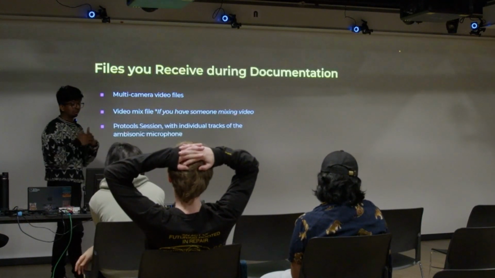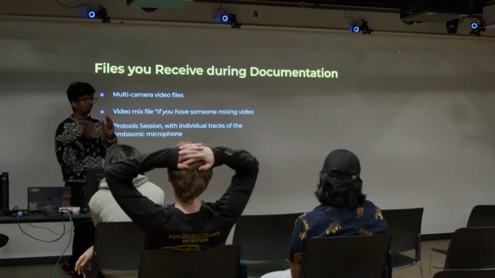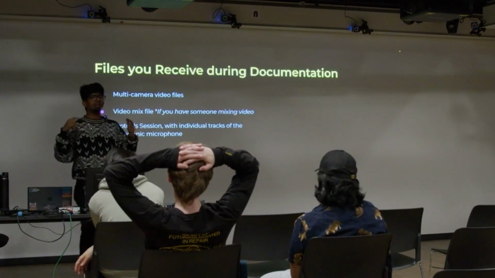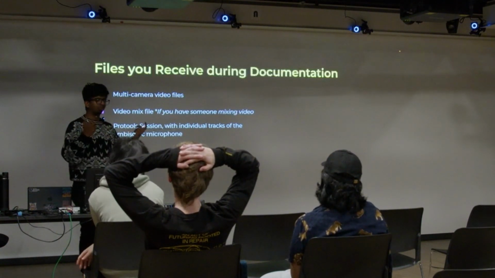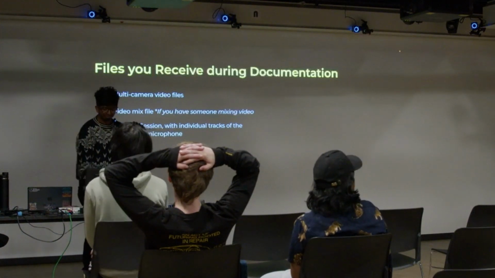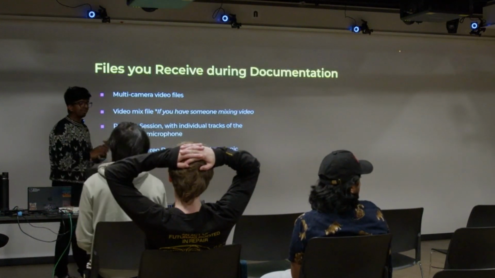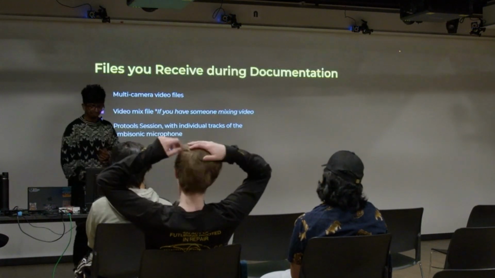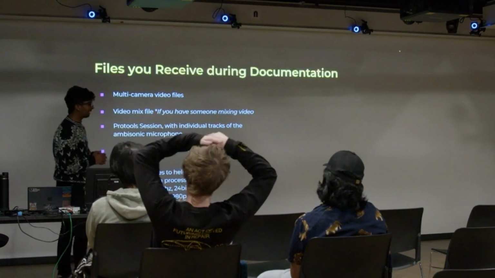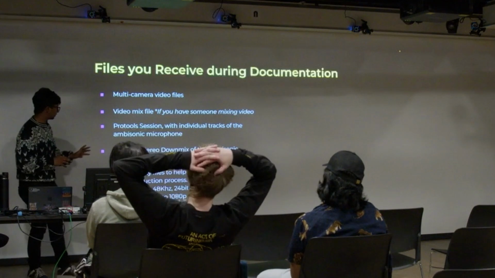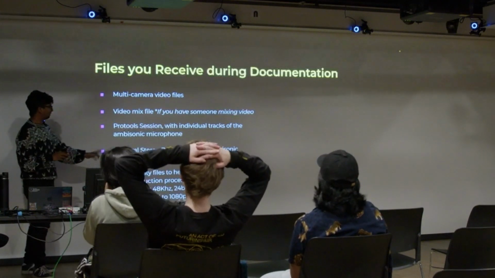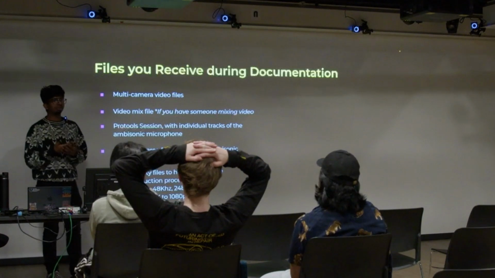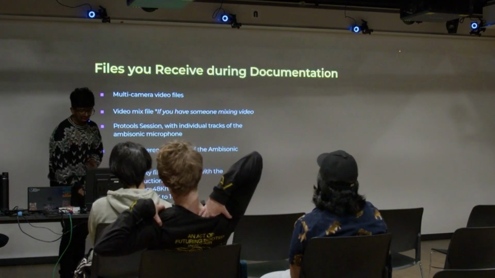You will also get the Pro Tools session with all the individual tracks of the ambisonic microphone, plus all the other audio outputs that are happening within this space. You'll also get a binaural or a stereo downmix of the ambisonic recording. All of these are going to be high quality files. For audio, you're going to get 48 kilohertz, 24-bit. And for video, you can get anything from 1080p to 4K.